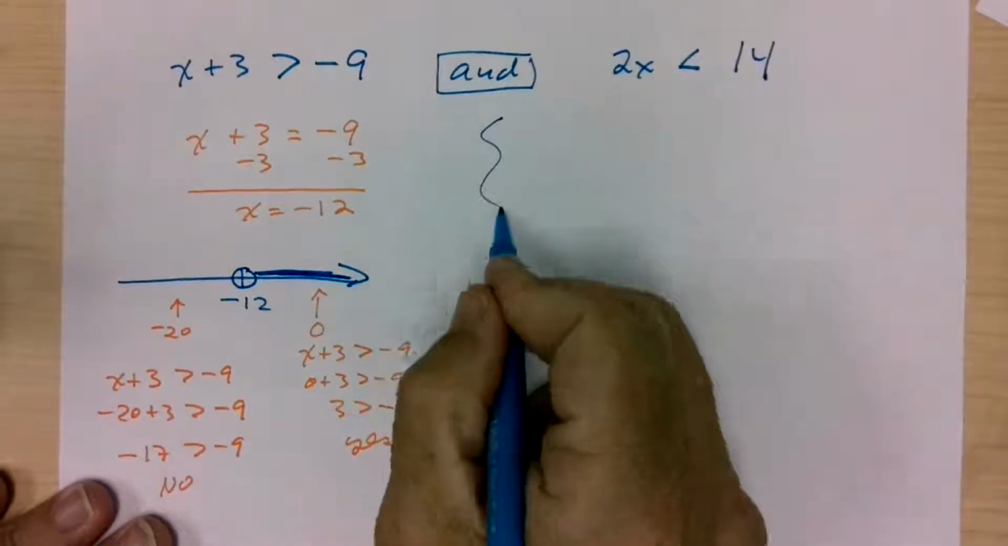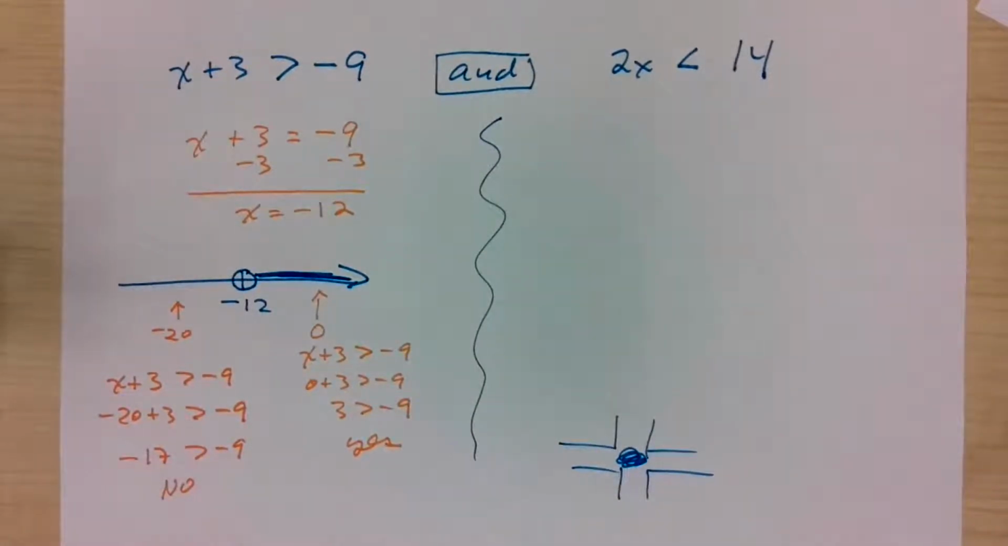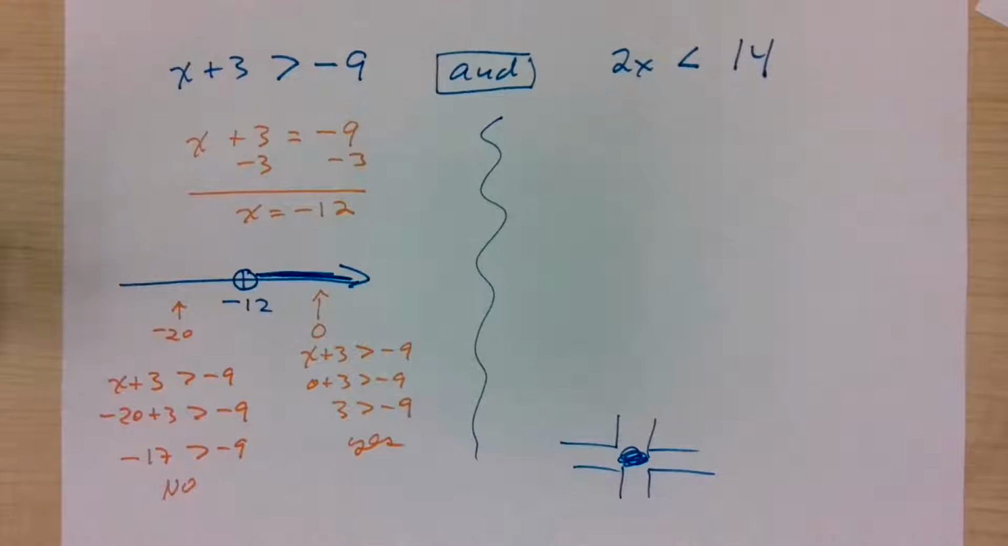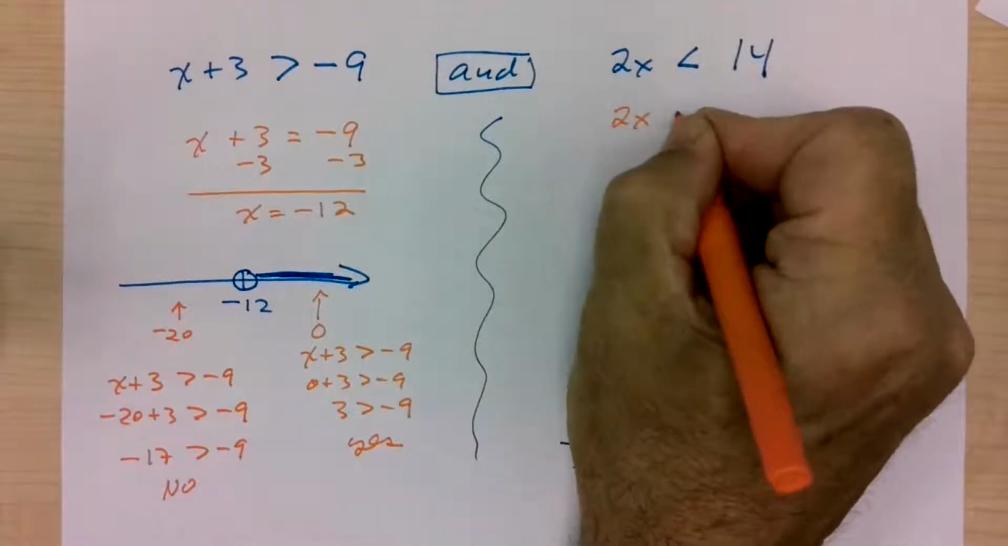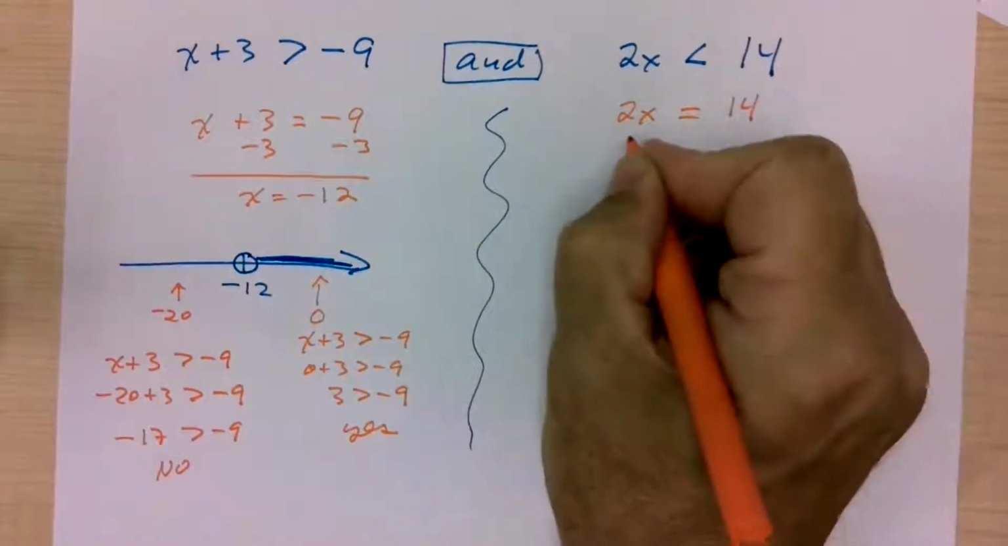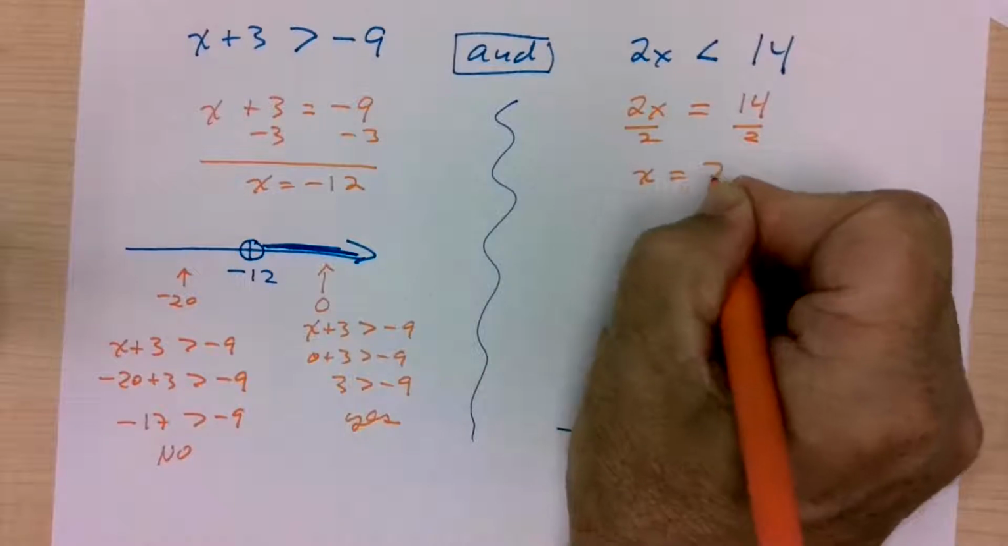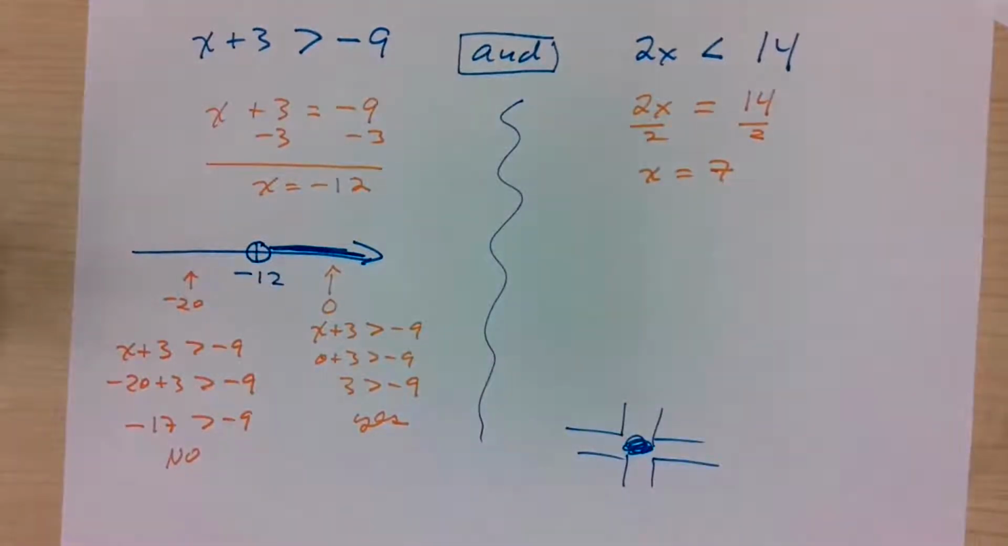And for me to work this problem, I need points that are true on this graph and the one we're going to get for this one. I have an inequality. I like to do it as an equal. So I'm going to say 2x equals 14. Divide by 2, divide by 2. x equals 7. We're going to lay out our number line.